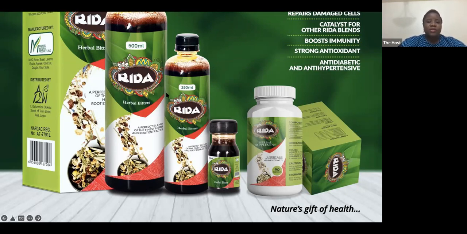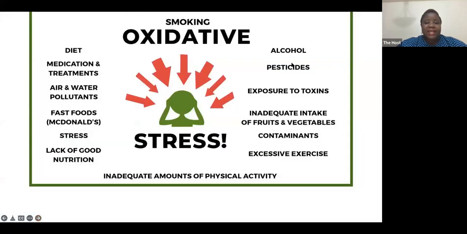These products have strong antioxidant properties. Most health issues that happen to people are traceable to oxidative stress, free radicals, and all of that. These products go to the cellular level, mop up those free radicals, and take care of a lot of health issues. You can see here: repairing damaged cells, catalyst for other blends, boosting immunity, antioxidants, anti-diabetic, and all of that. Oxidative stress is at the root of many things that happen to us.